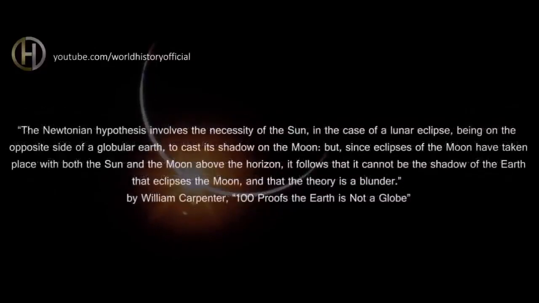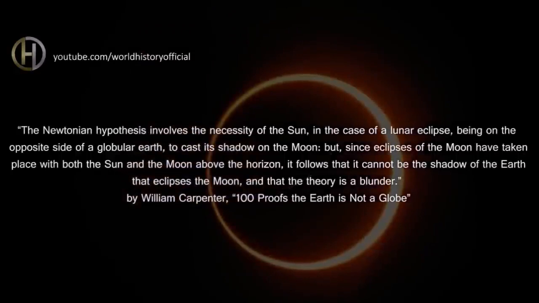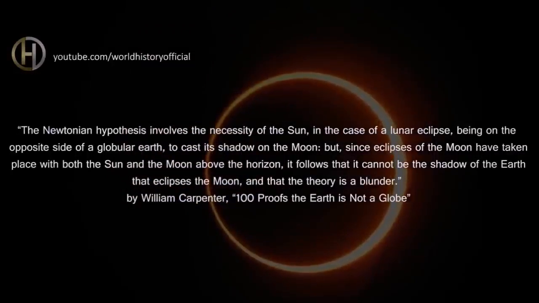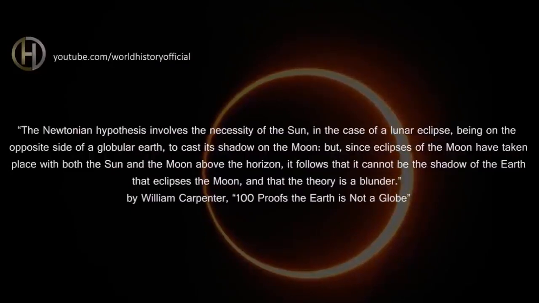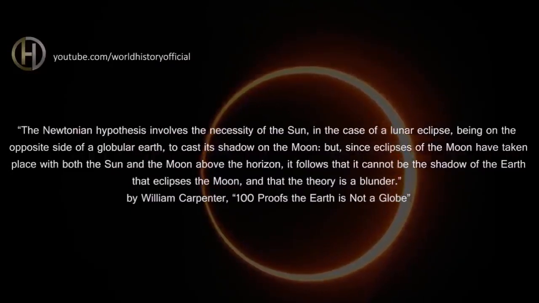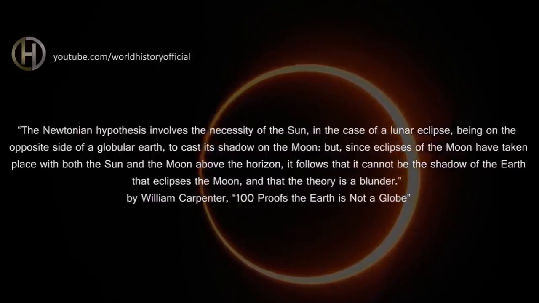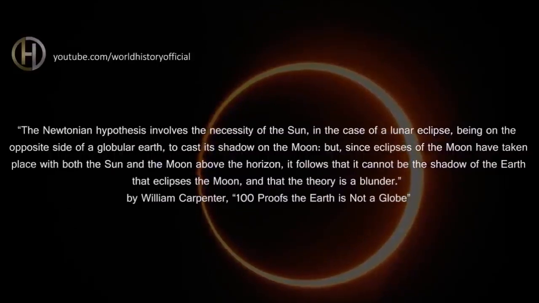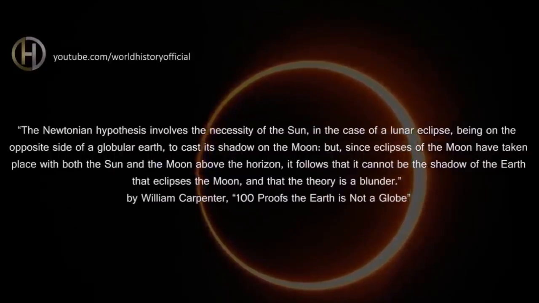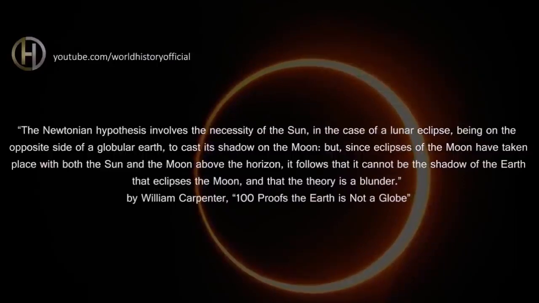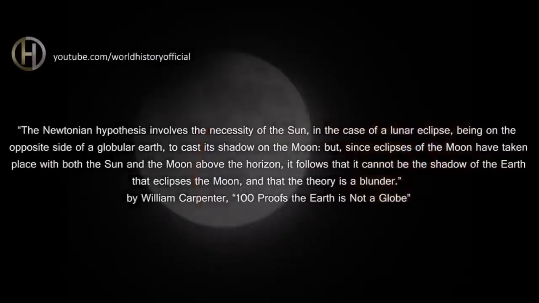The Newtonian hypothesis involves the necessity of the Sun, in the case of a lunar eclipse, being on the opposite side of a globular Earth to cast its shadow on the Moon. But since eclipses of the Moon have taken place with both the Sun and the Moon above the horizon, it follows that it cannot be the shadow of the Earth that eclipses the Moon, and that the theory is a blunder. By William Carpenter, 100 Proofs the Earth is Not a Globe.